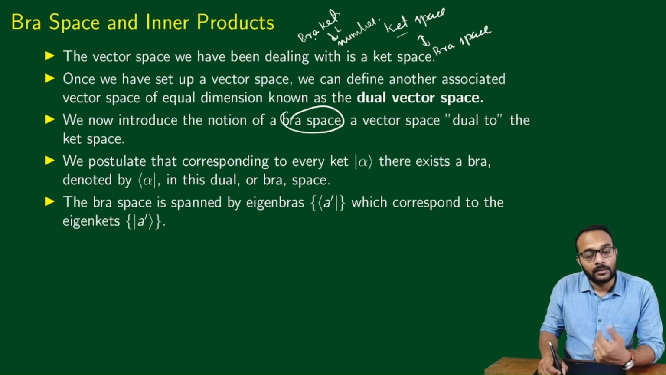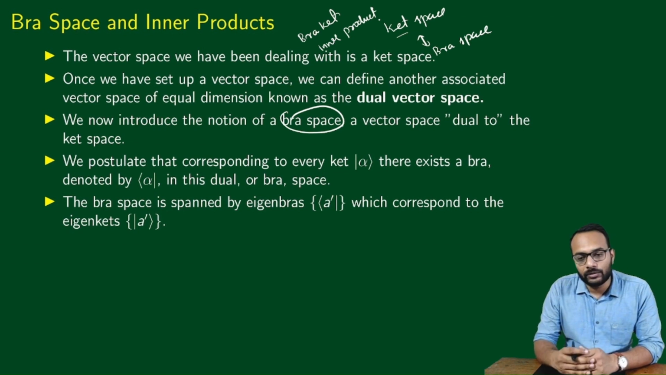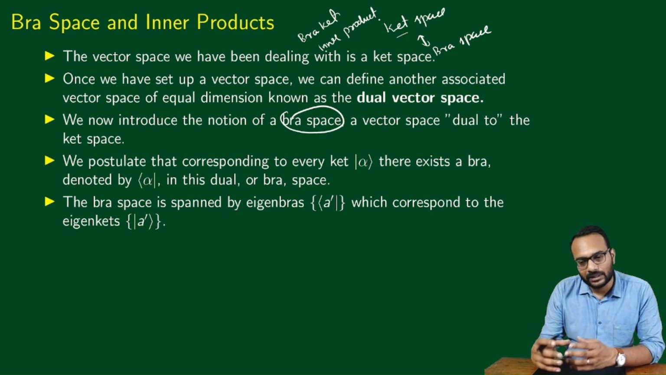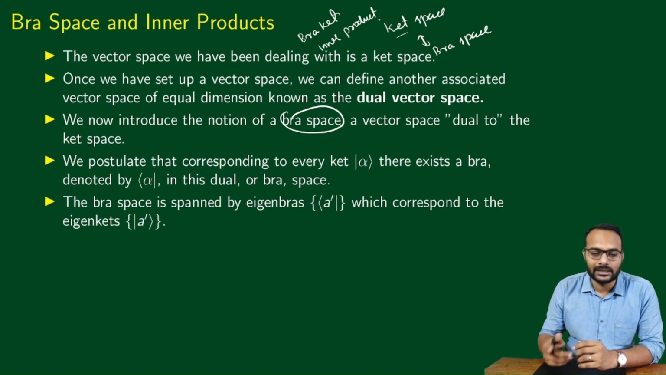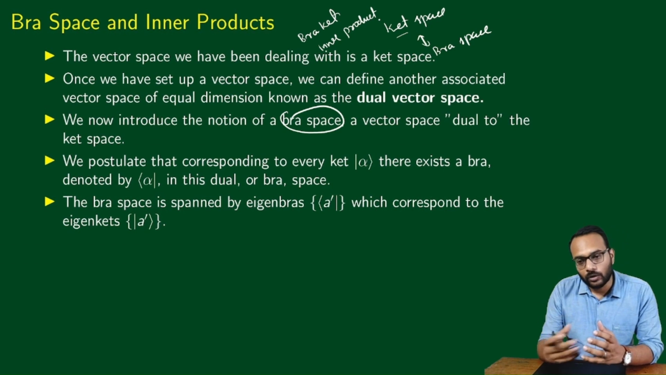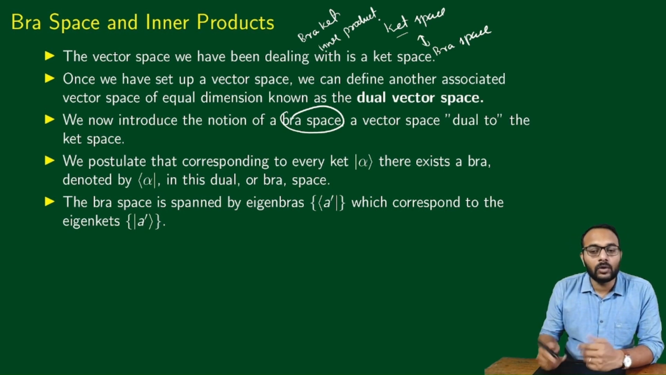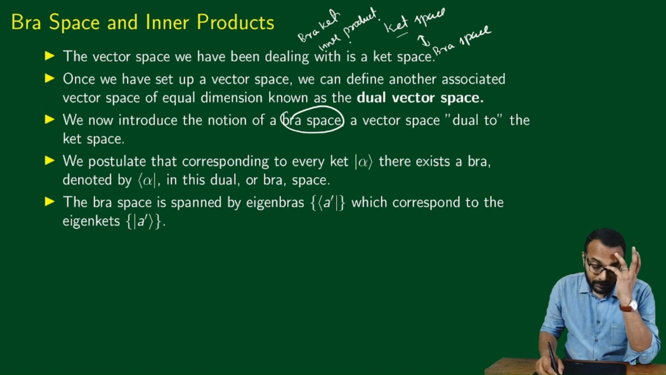Ket is a vector, bra is the dual vector, bracket is a number. So bracket stands for a scalar product or an inner product. We'll mostly use the word inner product. Maybe from earlier we would have been familiar with the term scalar product, but in this textbook they have used the word scalar for a specific kind of object, so we'll call it inner product.